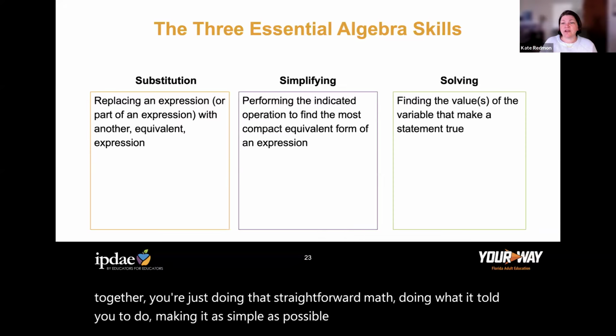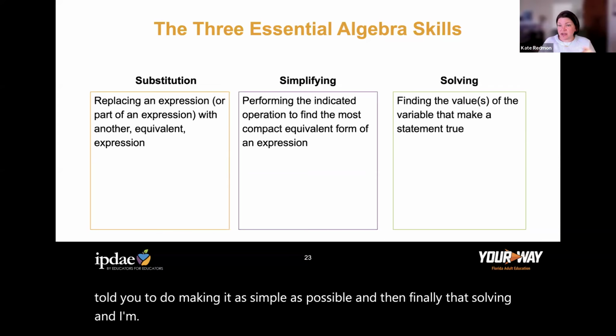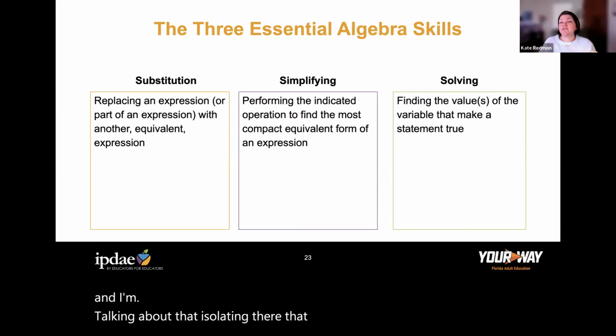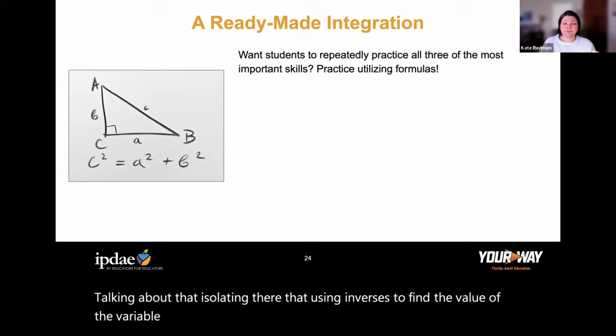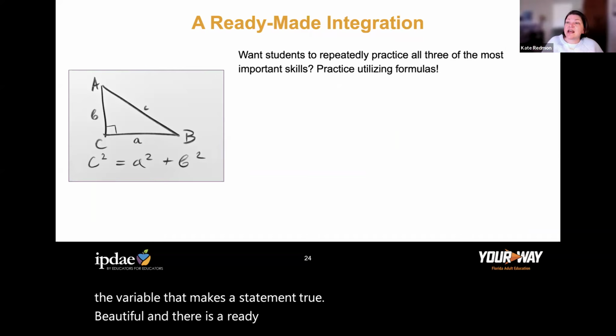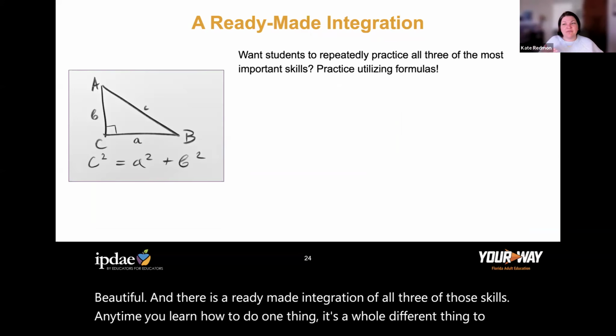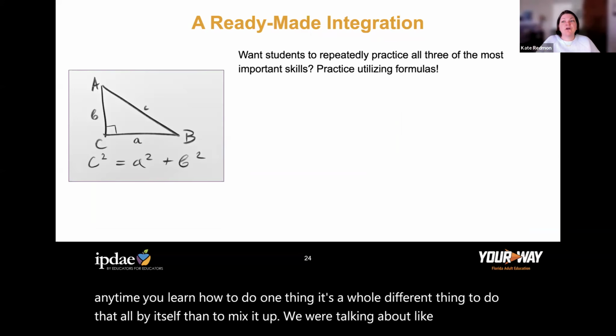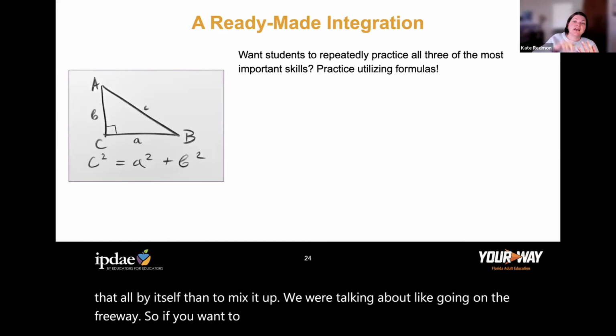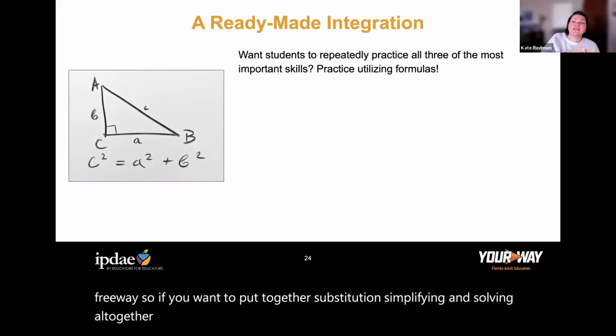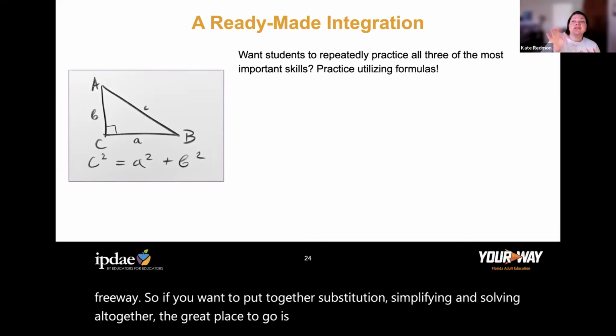And then finally, that solving. And I'm talking about that isolating there, that using inverses to find the value of the variable that makes a statement true. Beautiful. And there is a ready-made integration of all three of those skills. Anytime you learn how to do one thing, it's a whole different thing to do that all by itself than to mix it up. We were talking about like going on the freeway. So if you want to put together substitution, simplifying, and solving all together, the great place to go is utilizing formulas. Just using GED formulas in general is all over the math.